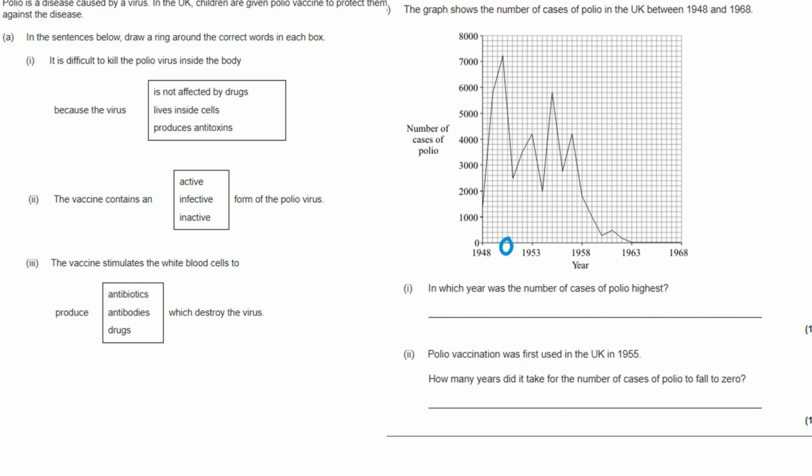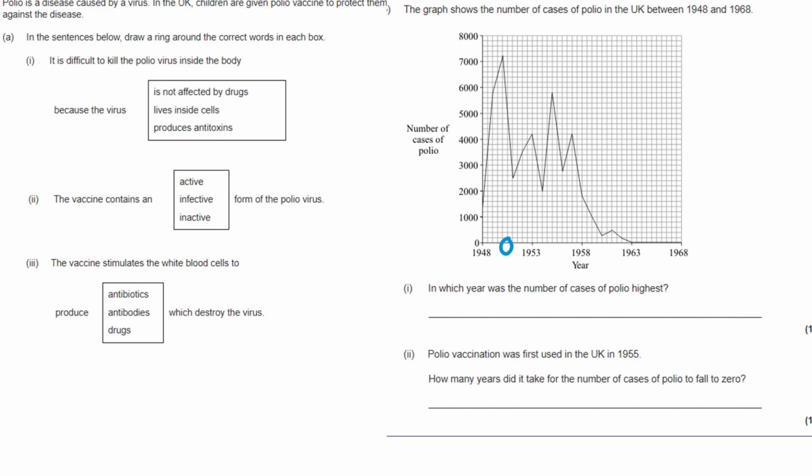Right, now we're going to have a go at some exam questions. So let's get into this one. Polio is a disease caused by a virus. In the UK, children are given the polio vaccine to protect them against the disease. In the sentences below, draw a ring around the correct words in each box.